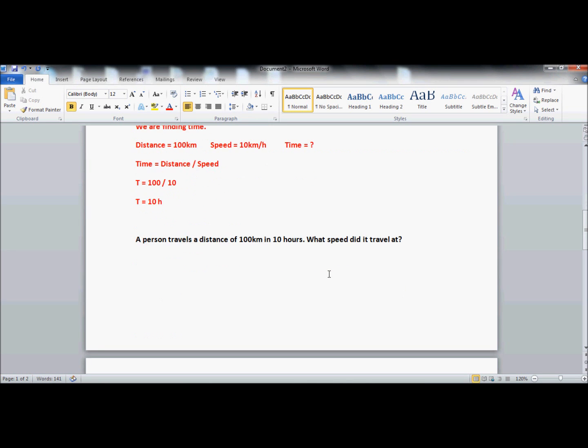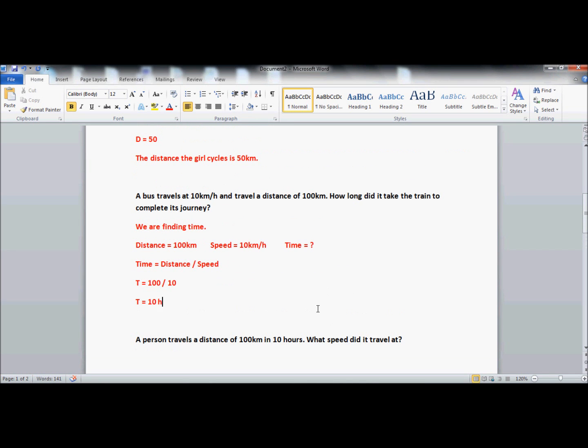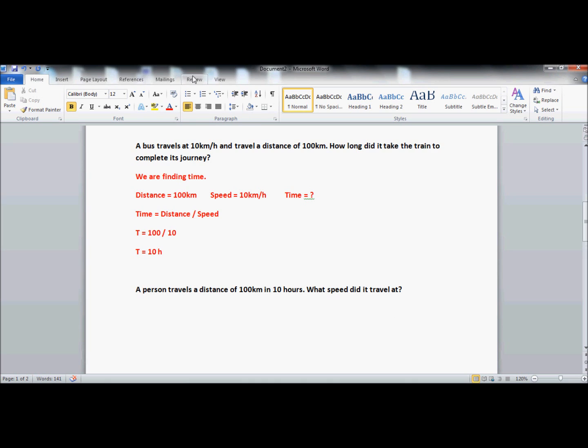Let's change those around. Now we'll just do another example. This may become pretty repetitive, but it's pretty important. A person travels a distance of 100 kilometers in 10 hours. We probably could do this in our head, but we still have to show working. What speed did it travel?